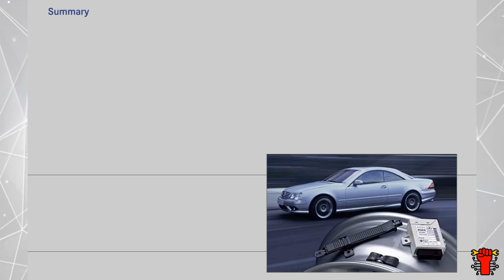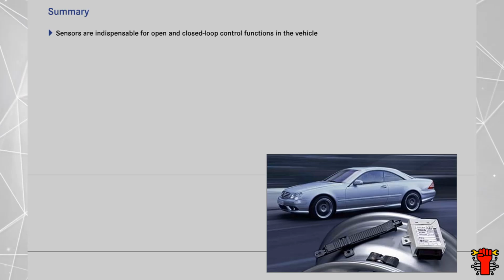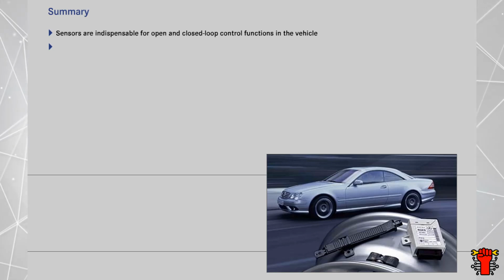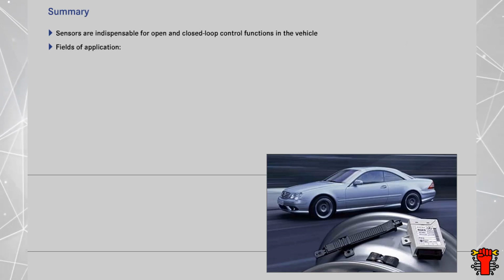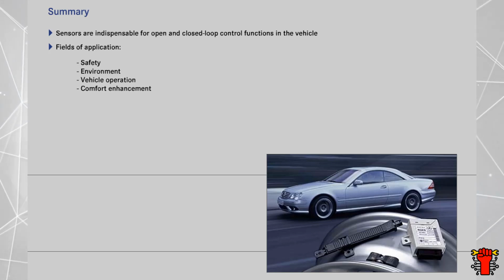Let's summarize the chapter again. Sensors are indispensable for many closed and open-loop control functions of the various vehicle systems. They are used in virtually all areas of the vehicle, such as safety, environment, vehicle operation, and comfort enhancement applications.